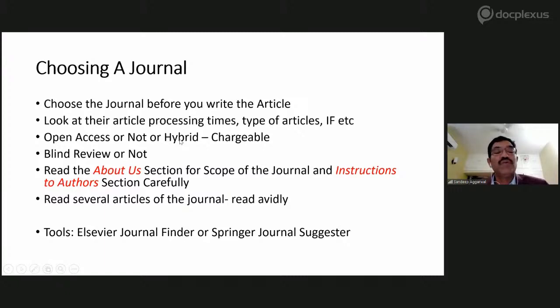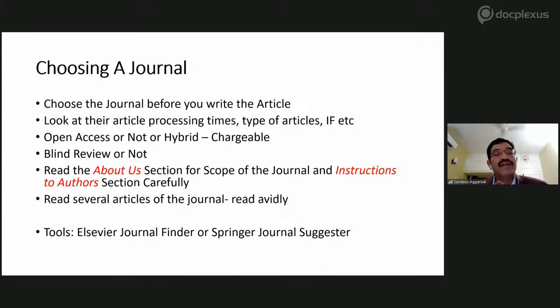But remember, all open access journals charge a fee unless your institution has subscribed to that portal. Whether the review is blinded or not matters in some cases. Once you have decided, read the About Us section for the scope of the journal and the instructions to authors section carefully. Don't ignore it, okay? Once you have decided, read thoroughly.